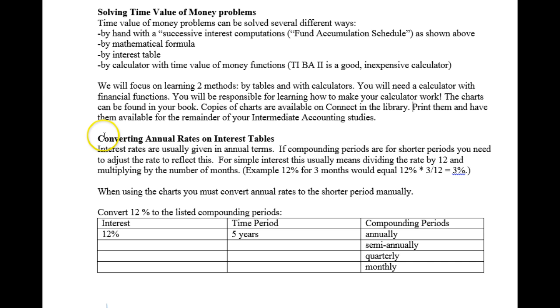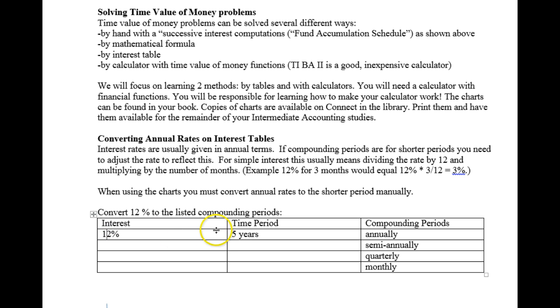There's one more thing I want to show you that the book doesn't really go into, and that's how to convert annual interest rates, because the table assumes constant interest periods, and you're usually given interest rates in annual terms, but sometimes the problem asks for semi-annual or quarterly or even monthly compounding. When that's the case, you need to be able to adjust the interest rate for the period and the time period for the compounding periods that we're going to use. Let's take an example and work through it.